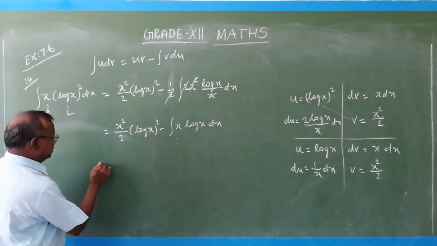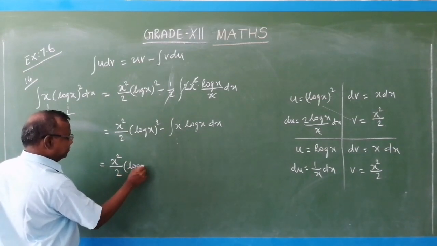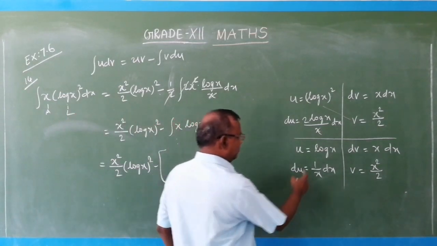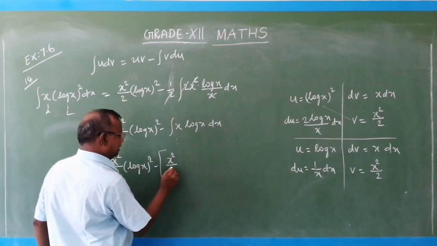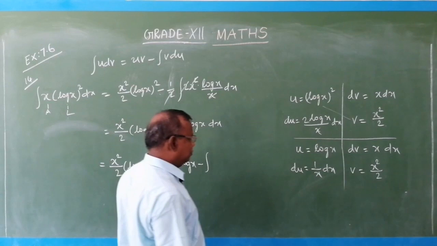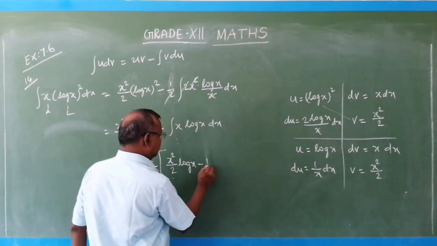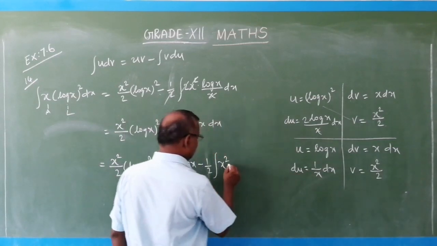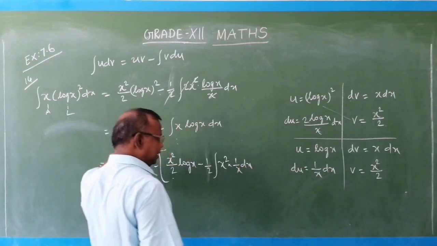Substituting, this is equal to x square by 2 into log x the whole square minus, again uv means x square by 2 into log x, minus integral v du. So v means x square by 2, 1 by 2 into x square, into du means 1 by x into dx.